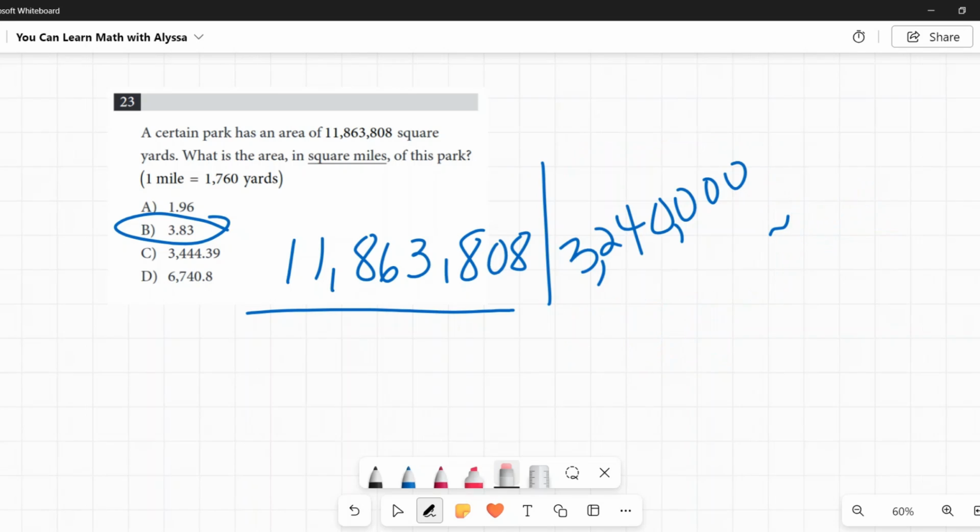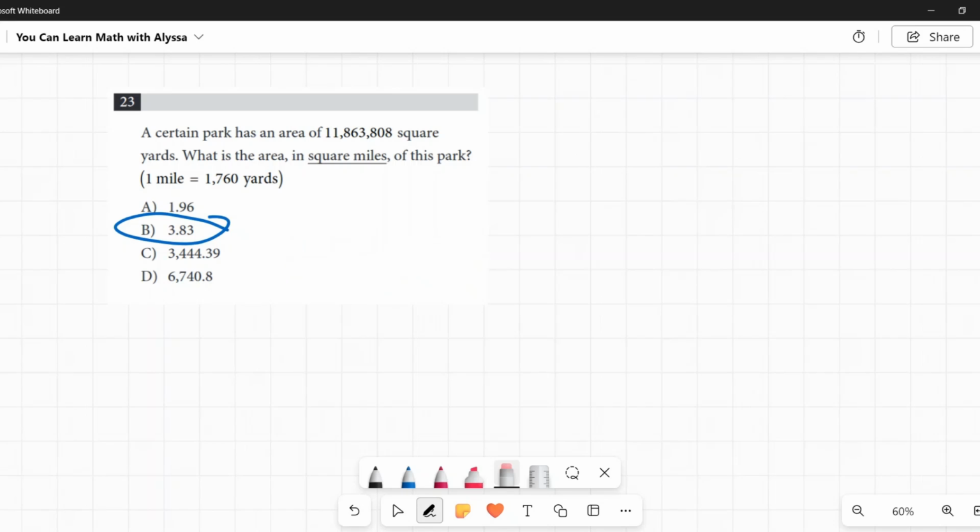We correctly typed it into our calculators, which I don't think is a bad thing to be able to estimate it like that and then confirm your answer, since when you're typing in those large numbers, it's very easy to make a mistake. But that is our answer, B, 3.83 square miles.